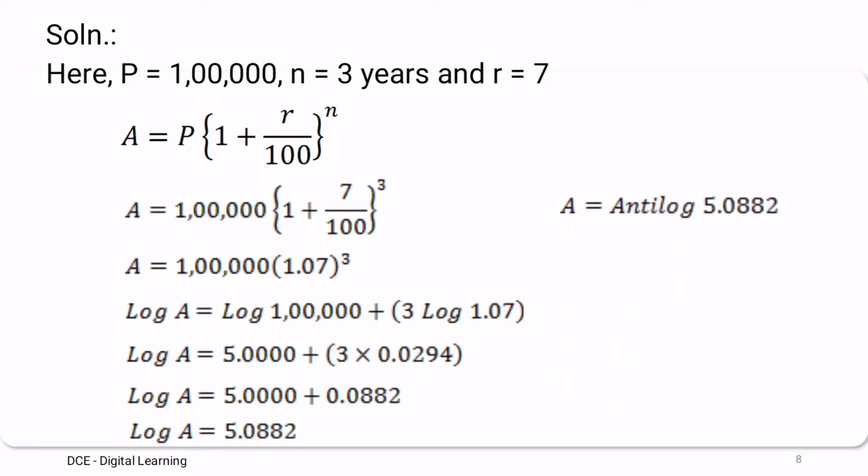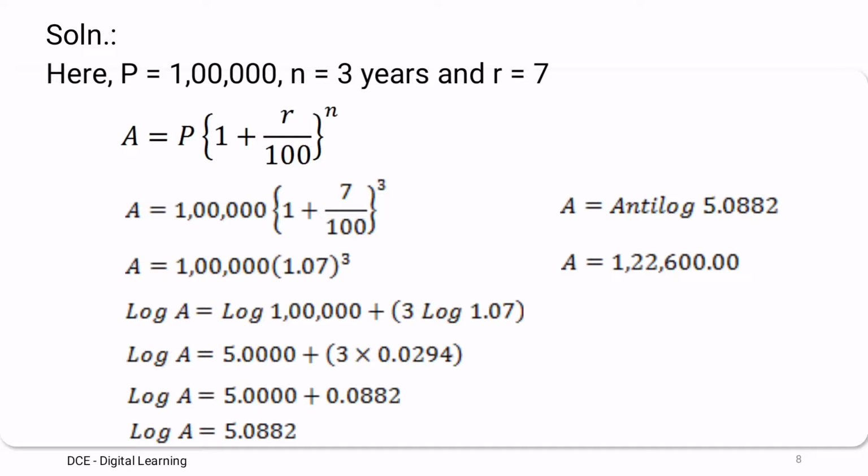5.0882. Now we need the actual amount. This is the log form of the amount. So to get the actual number, we need to reconvert this log value into the actual number using the antilog table. Therefore A equals antilog of 5.0882.